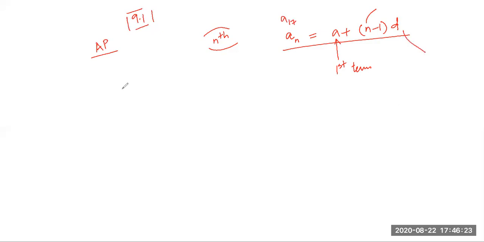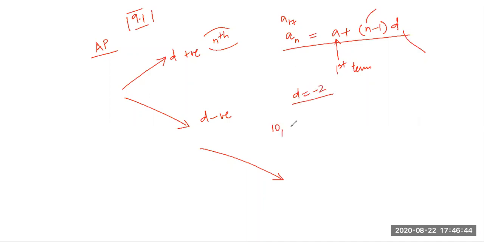AP. There could be an ascending AP, and there could be a descending AP also, depending upon whether d is positive or negative. If d is negative, your values for successive terms will fall down. Let's say d is minus 2 and the first term is 10. So the next term will be 8, and then 6, and so on.